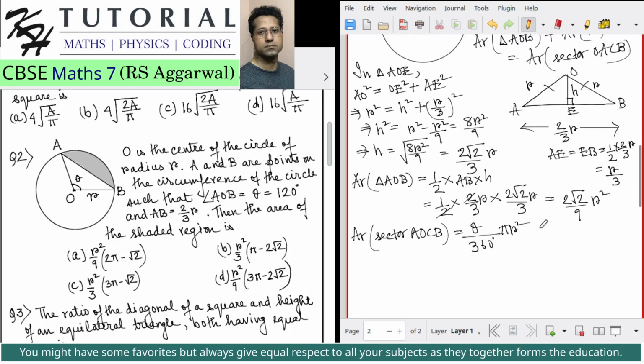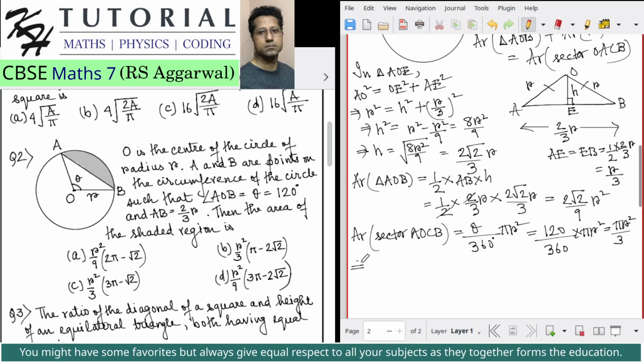Okay, now theta is given to be 120 degree. So we have 120 divided by 360 multiplied by pi R square. This will be equal to pi R square by 3. Pi R square by 3 is the area of the sector AOCB.